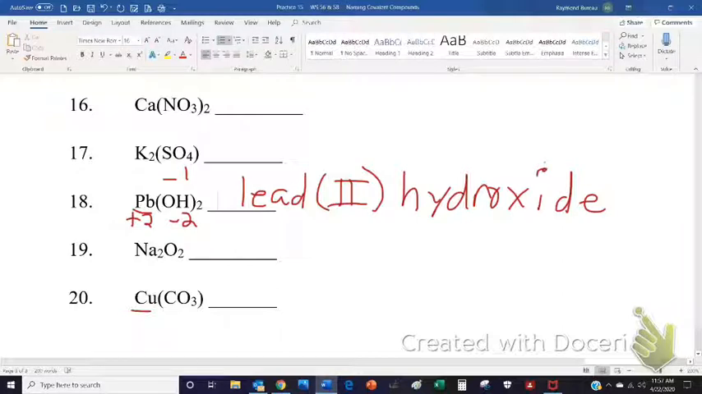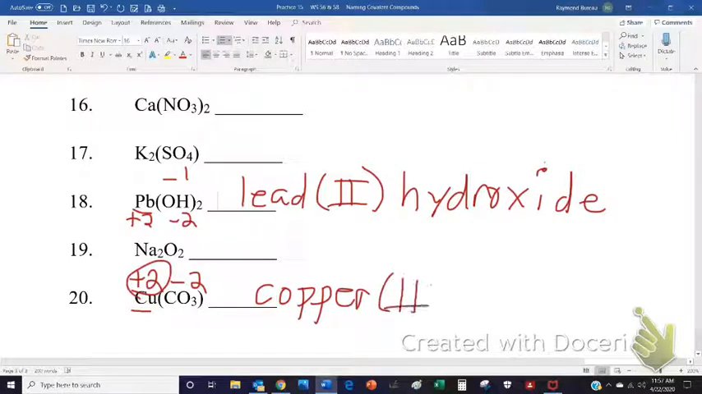And number 20. And this is the last one on the page that you'll have to do the Roman numeral. All the others, just write the element name and then the polyatomic name. Copper could have more than one possibility. So look at the oxidation of CO3, which is called carbonate. You'll notice that it is -2. That means the copper has to be +2. So this formula is copper +2, so copper 2. And CO3 is called carbonate.